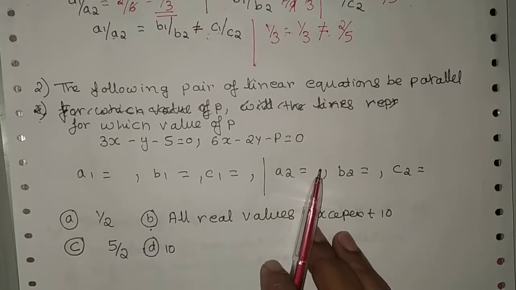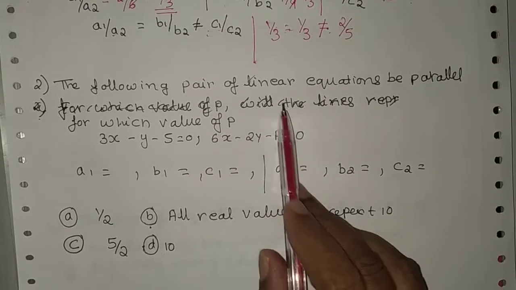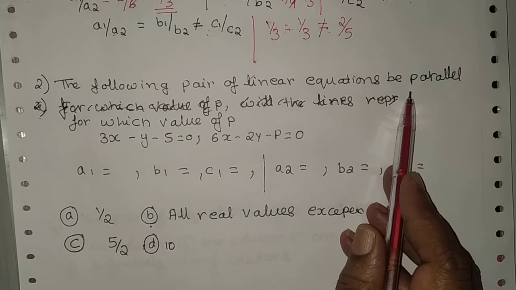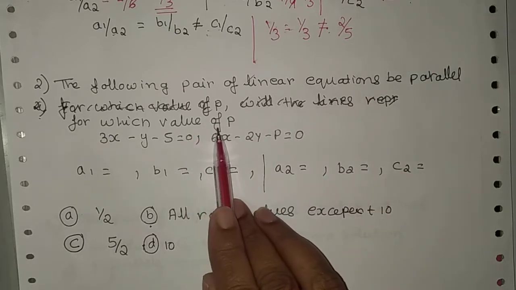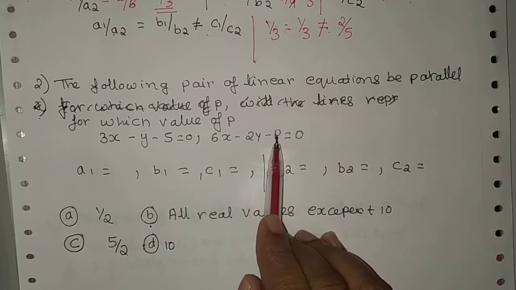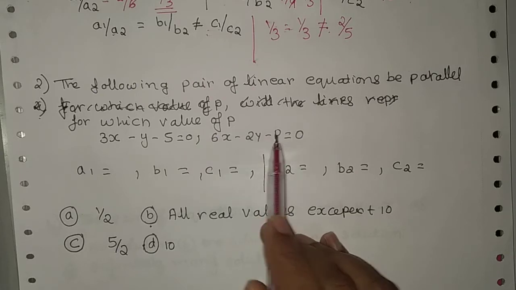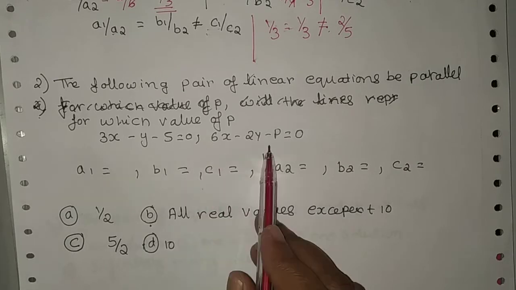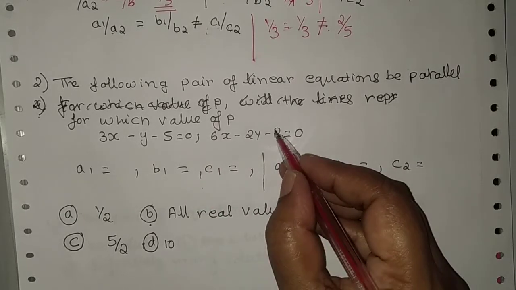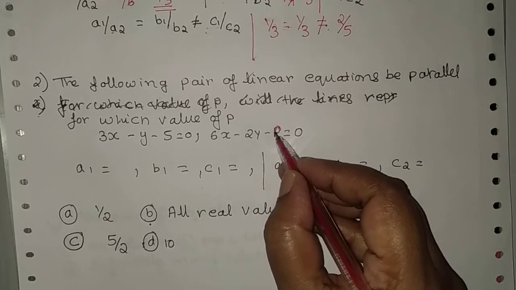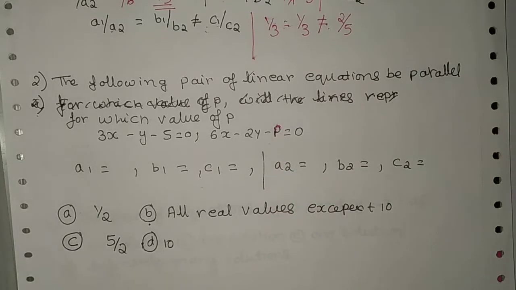Now we move on to the next one. The following pair of linear equations will be parallel for which value of p? So we have to find out the value of p here. Here also the same thing: two equations are given, but one unknown variable is there, that is p. So we have to find this.